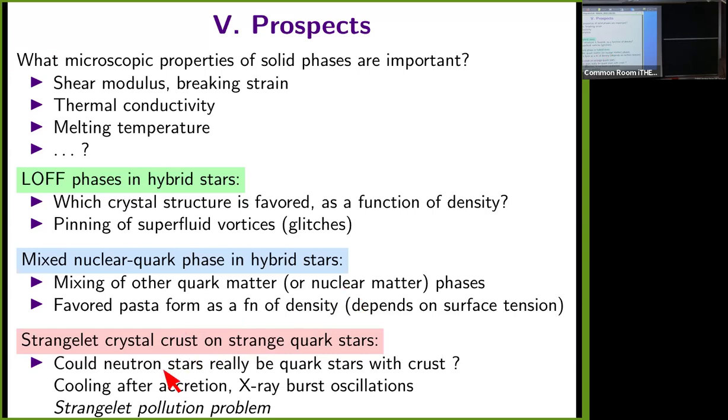And the strangelet crystal crust: could neutron stars really be quark stars with a crust? What would you look at? Cooling after accretion, X-ray burst oscillations, things like that. Could that tell you whether the crust is made of strangelets or not? One issue with the whole strange star hypothesis is the so-called strangelet pollution problem, which is that if strange matter really is favored, then there ought to be strangelets running around the universe, which would convert all the neutron stars into strange stars. And we think that we have evidence that some of them are in fact neutron stars.